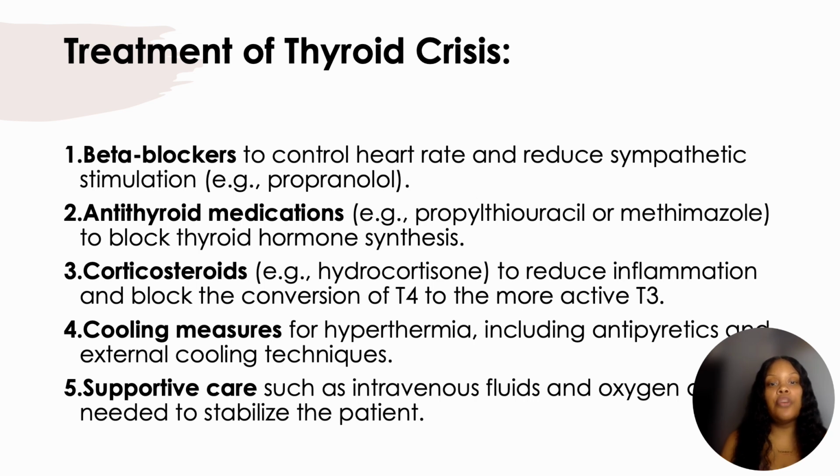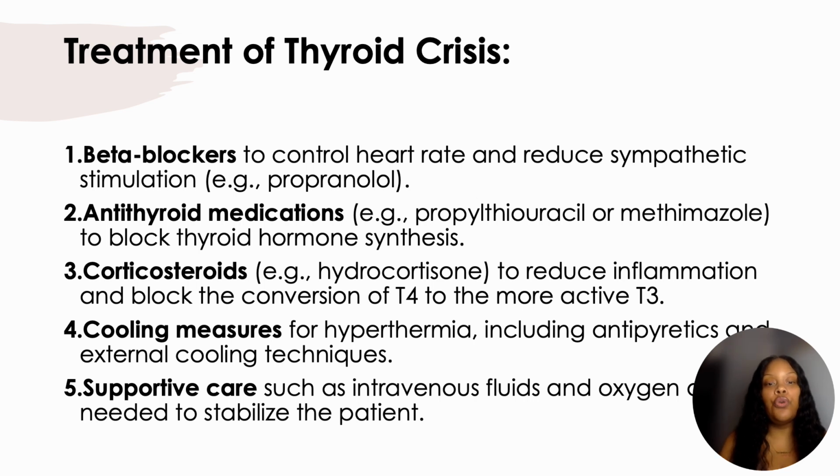We're going to administer beta blockers to control the heart rate. We're going to give them their anti-thyroid medications. We're going to put them on some corticosteroids to reduce the inflammation and block the conversion of T4 to make more T3, right? So we're going to just block the conversion of that.